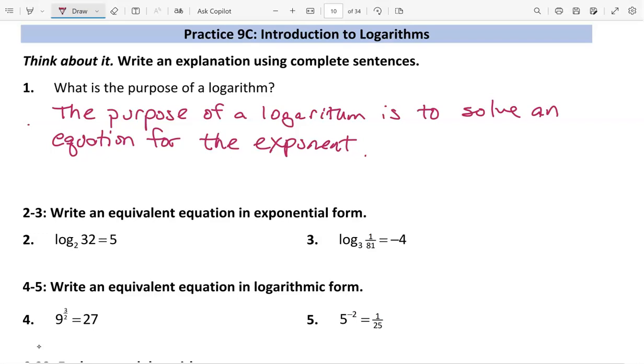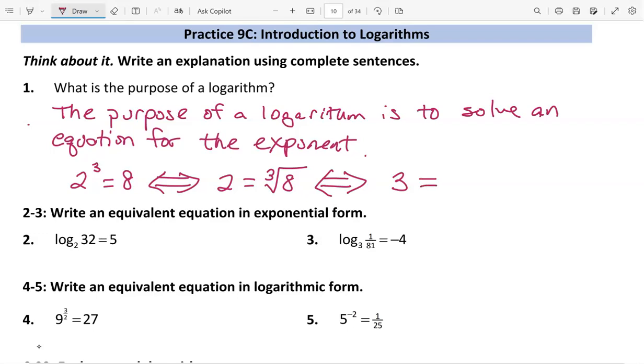An example, 2 to the 3 equals 8 is solved for the 8. The 8 is by itself on one side of the equation in terms of the 2 and the 3. This is also equivalent to writing 2 is equal to the cube root of 8. Now 2 is expressed in terms of the 3 and the 8. But there is now a third way to express this relationship, and that is to solve for that exponent 3. 3 is equal to log base 2 of 8.